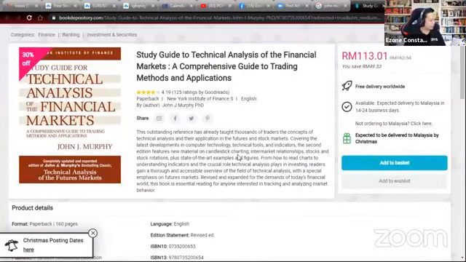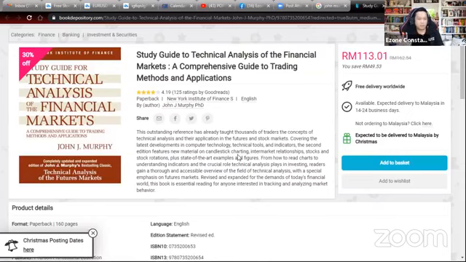Good question. Right, so this is the book. All of us are blessed by this book. This is exactly the book that you need to get, by John J. Murphy. He is legendary in financial technical analysis. This is the full guide of technical analysis in the financial market. Right now the price is about 100 plus. During my time, I bought this book for about 300 ringgit for my study.